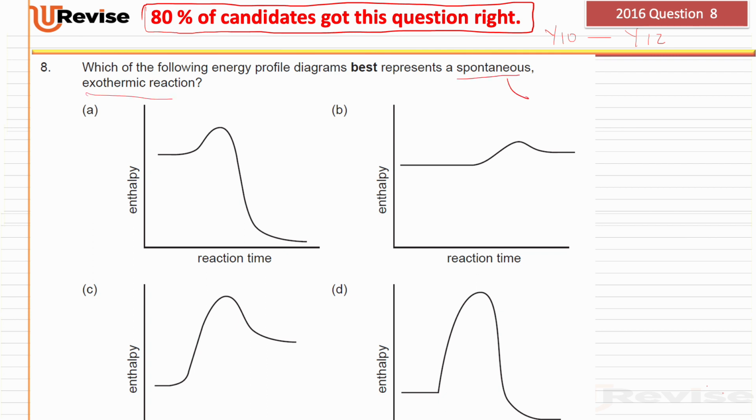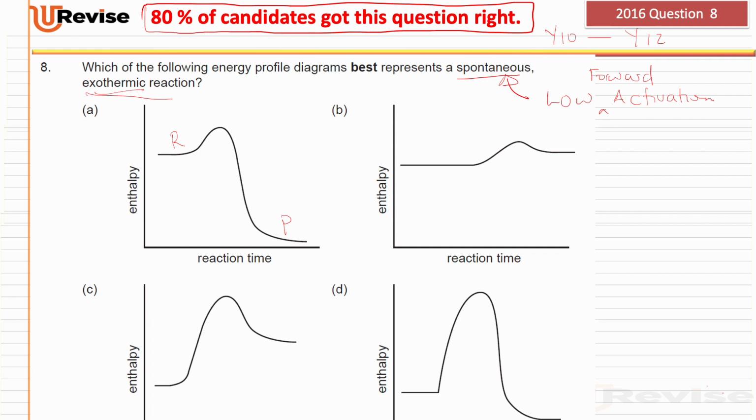Generally, spontaneous reactions or processes have very low activation energy, forward activation energy. I missed the word forward here. They have very low forward activation energy, right? And in an exothermic reaction, reactants must have a lot more energy than products.